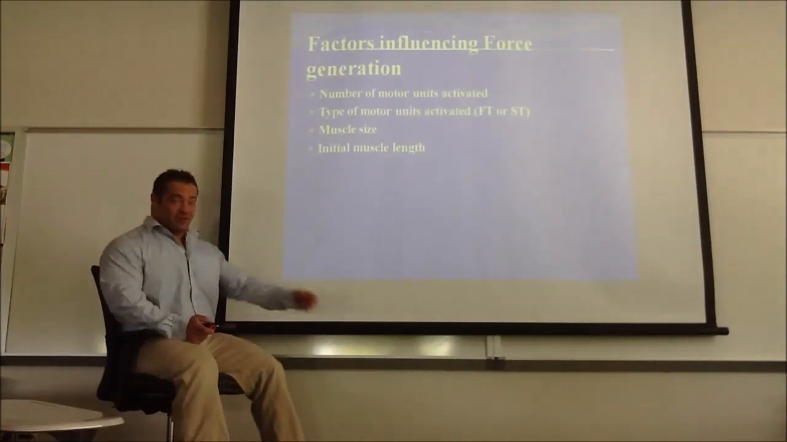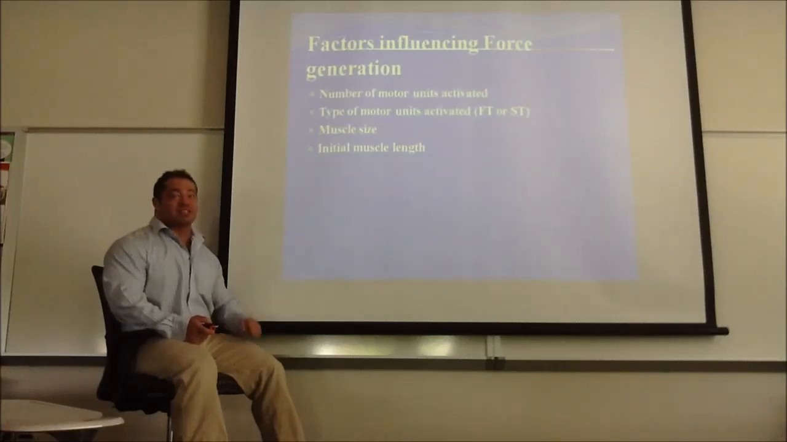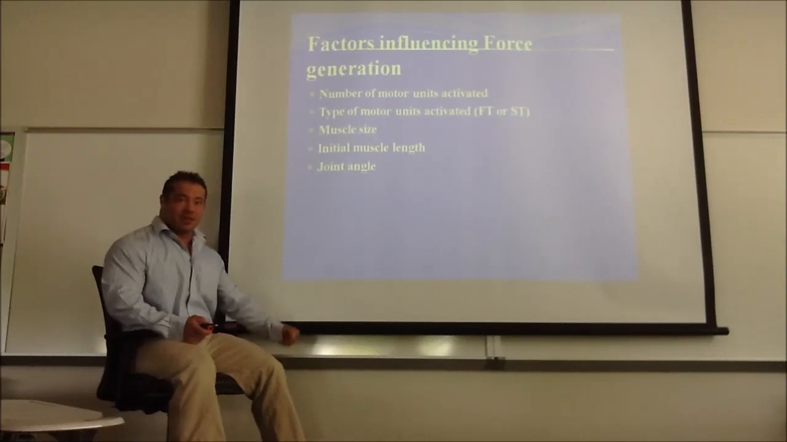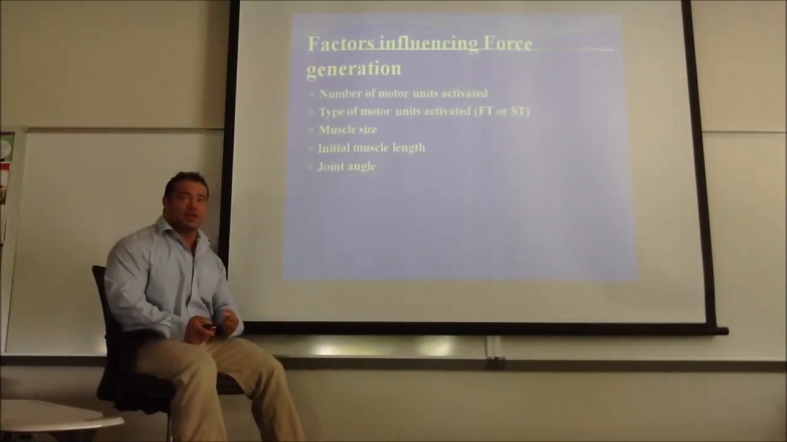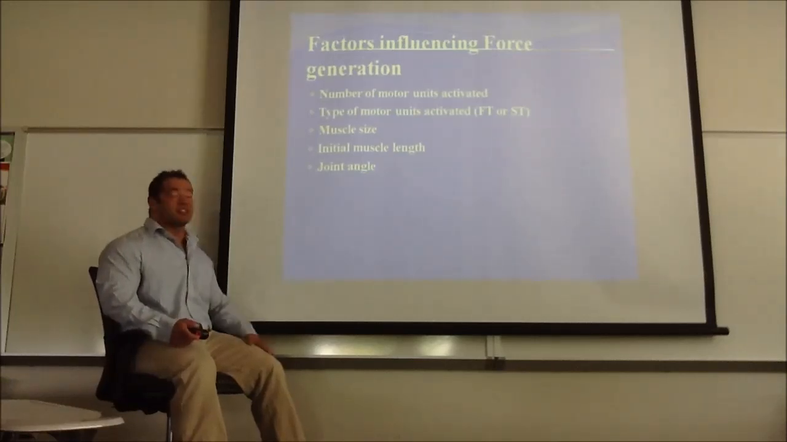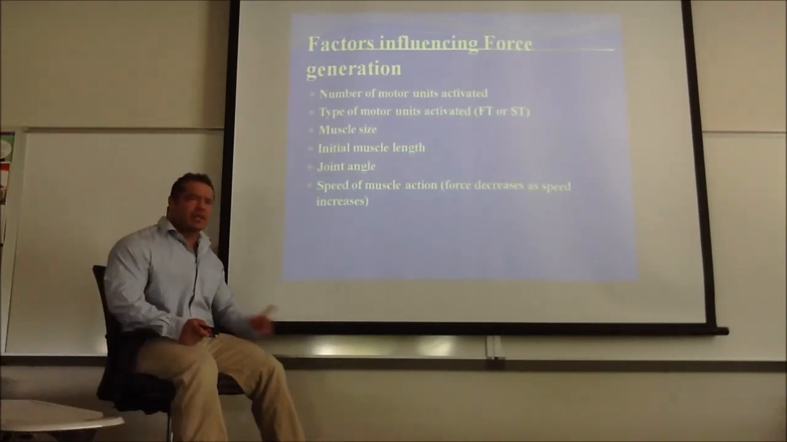Initial muscle length: if you start a bicep curl out here versus here, you're going to produce a lot more force if the muscle length is optimal versus very stretched. And of course, joint angle relates as well. If you're at a very poor joint angle, it's hard to produce a lot of force. But if you're at a more optimal joint angle, you produce lots of force. Weightlifters and powerlifters and people who compete in strength sports know this, so they always get into the right position for their lifts, which helps them maximize the force production they can do. Speed of muscle action gets a bit complicated. We'll get into that in class.